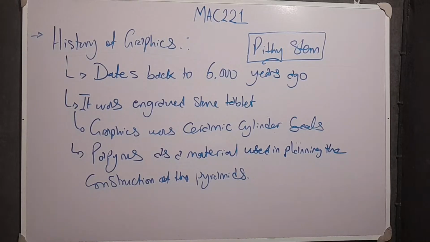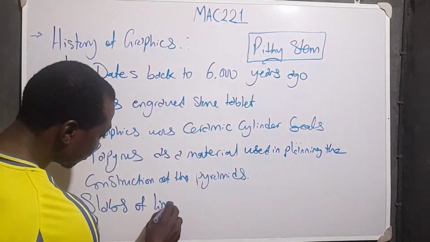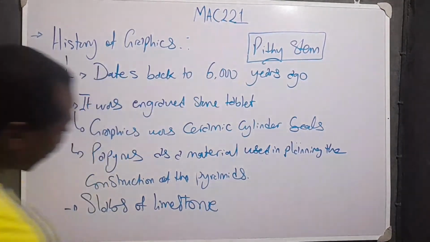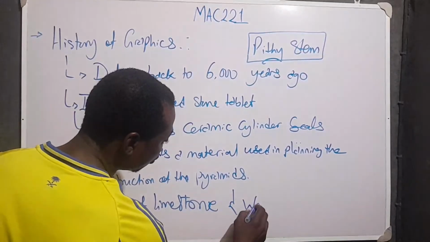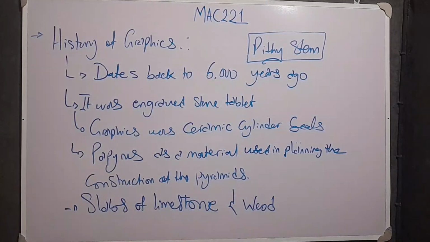So we also have slabs of limestone. It's a kind of stone, slabs of limestone and wood also. These are all the things that made possible the genesis of graphics, dating back to 6,000 years ago. So from about 600 to 250 BC.